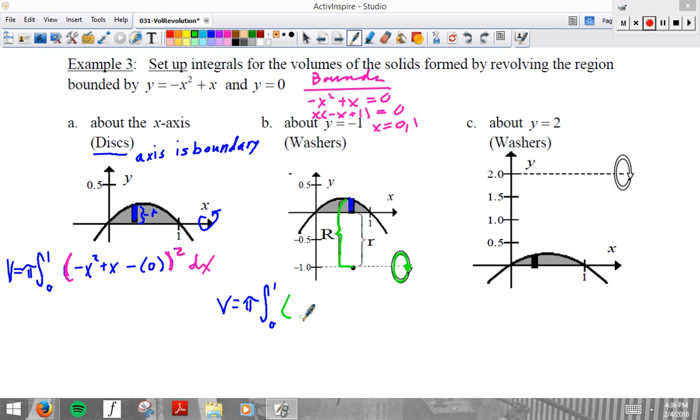But my big radius squared, the top of this length, the top of the brace is the parabola. And the bottom of the brace is my line y equals negative 1. So I'm going to minus negative 1. Notice the order of the parentheses. Notice it's this whole thing squared, not each piece. And then I'm going to have to subtract.